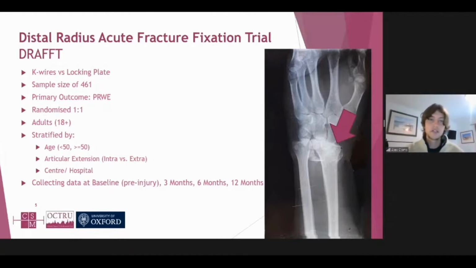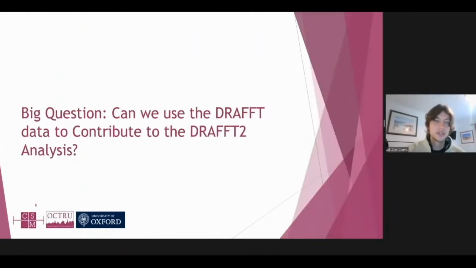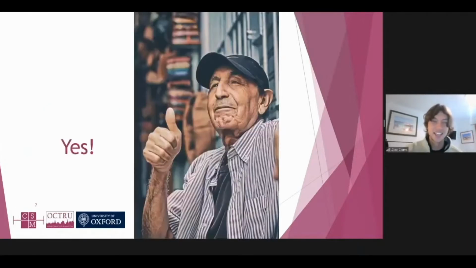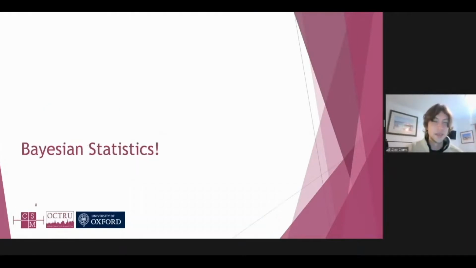The history of the Draft trials is that if you can hold your bones in place with a lesser surgery compared to a major surgery, can you hold them in place without any surgery compared to a lesser surgery? So there's an overlapping arm between Draft and Draft 2, the K-wire arm. And the question is, can we use the Draft 1 data, from this trial that's really similar to my trial, Draft 2, to contribute to the Draft 2 analysis? And the answer is yes. And how do we do that? Well, we use Bayesian statistics, and you probably could have guessed that from the title of my talk.